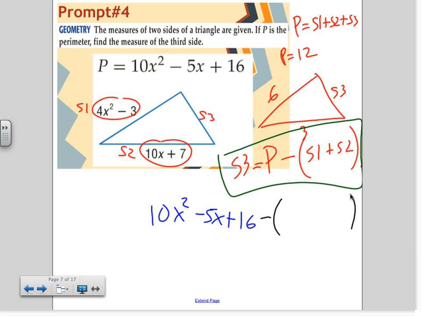What's inside here? 4x squared minus 3. So that's side 1. What else? Plus 10x plus 7. I need to make it a bit bigger here. Plus 7. And will that give us side 3? Yes. Indeed. There we go. We have a structure, right?